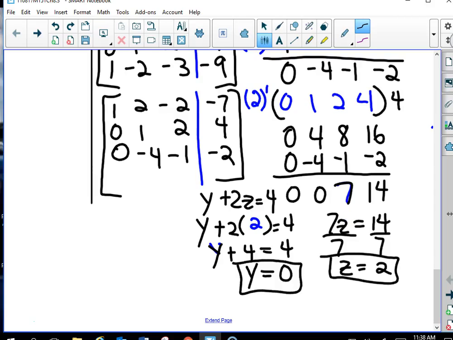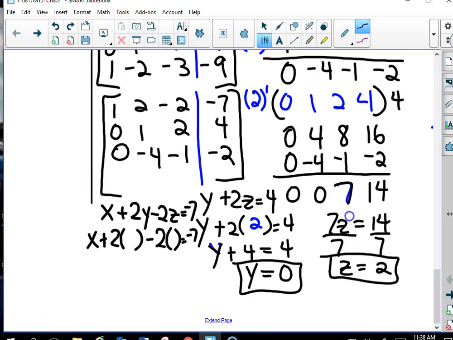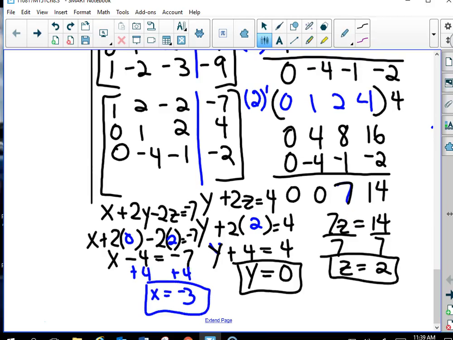And now I'm going to take that x, z, and y, and I'm going to plug them into the first row. x plus 2y minus 2z equals -7. x plus 2 times 0 minus 2 times 2 equals -7. And I get x plus 0, I'm not going to write that, minus 4 equals -7. Add 4 to both sides. x equals -3. Done.